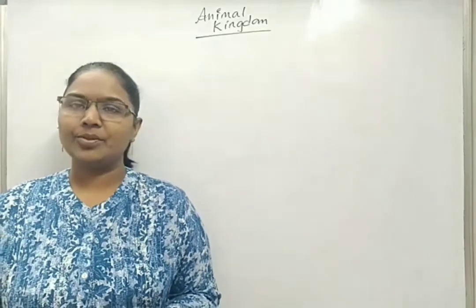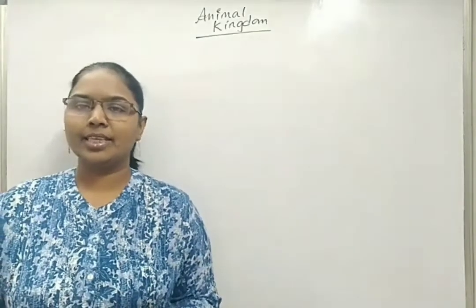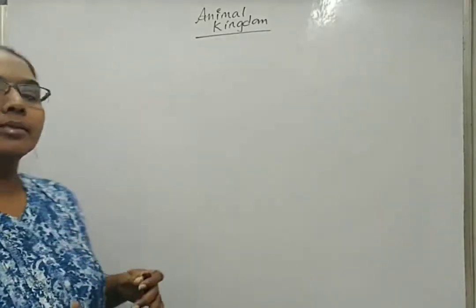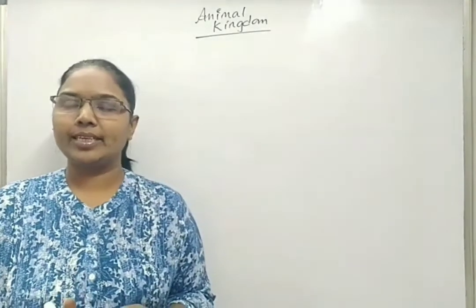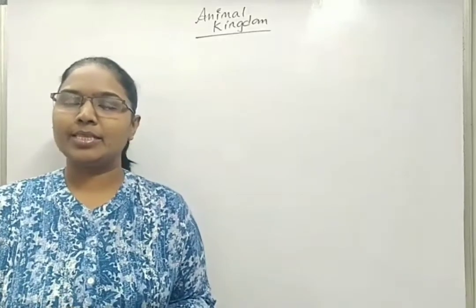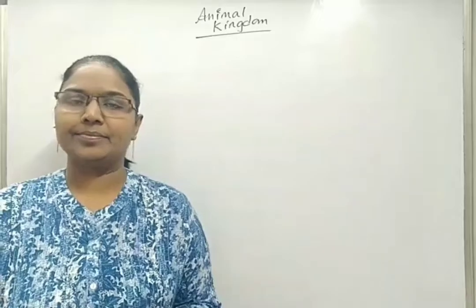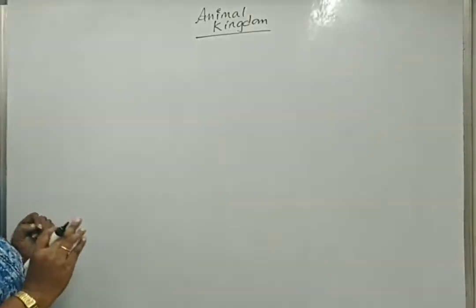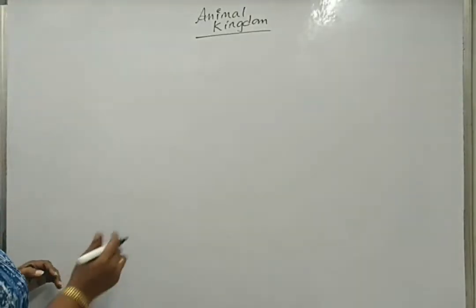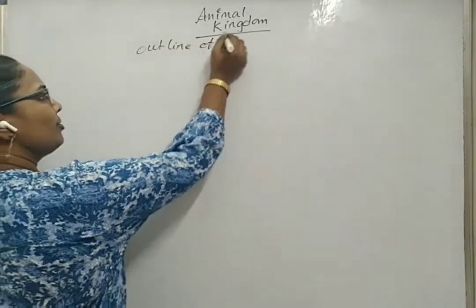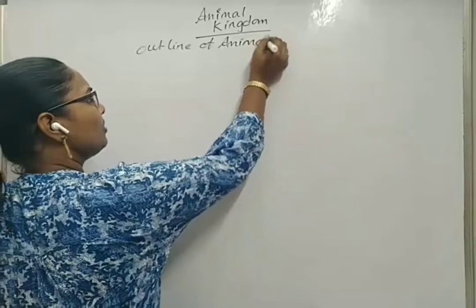Hello students, now we will start with the Animal Kingdom introduction part. So under Animal Kingdom, in this complete chapter, we will read about different types of animals, starting from invertebrates to chordates, meaning vertebrates. So first we will see an outline of animal classification.